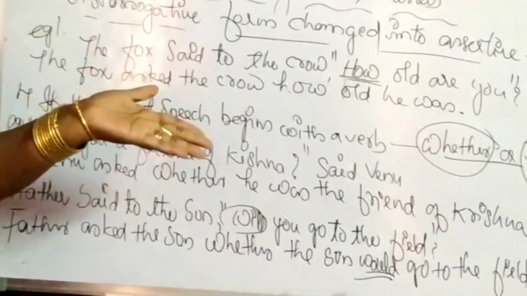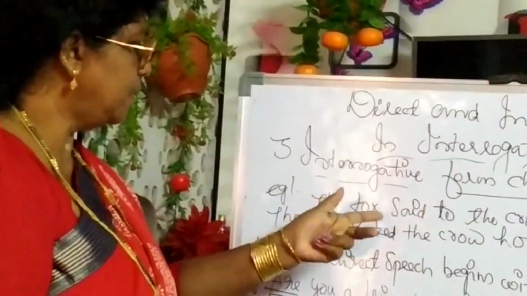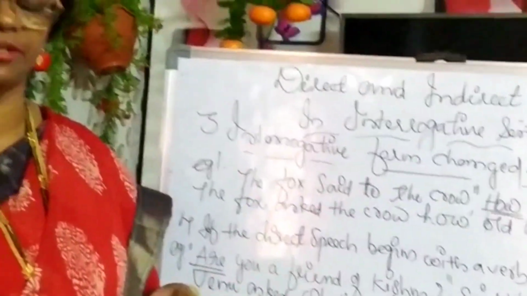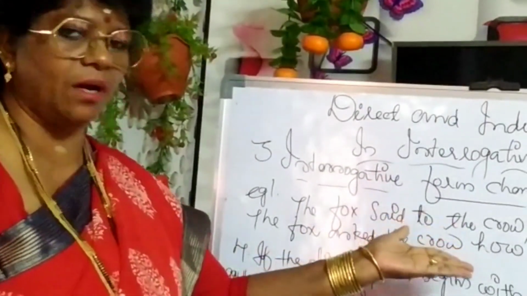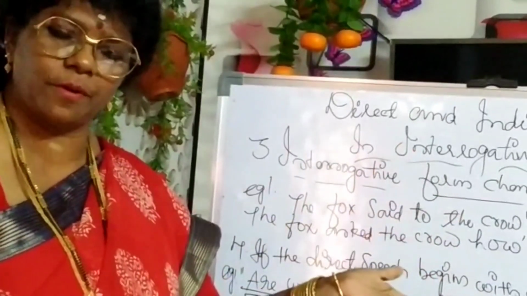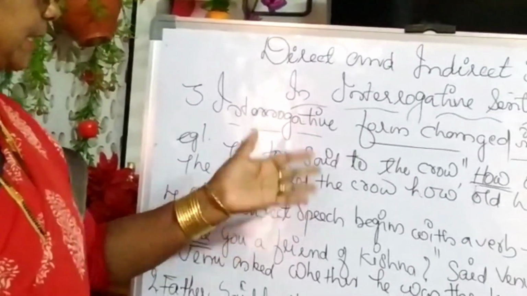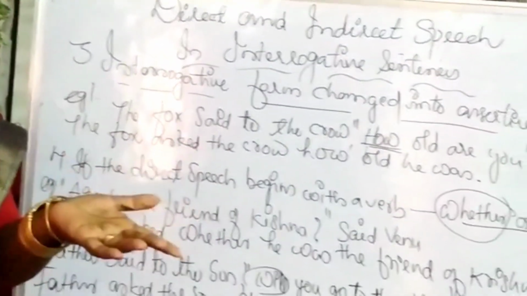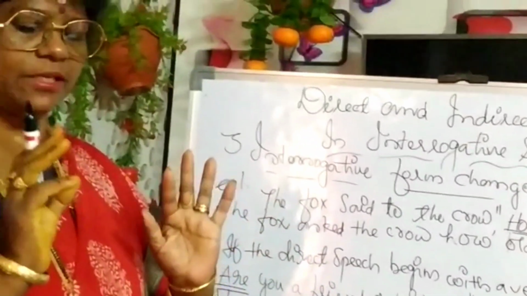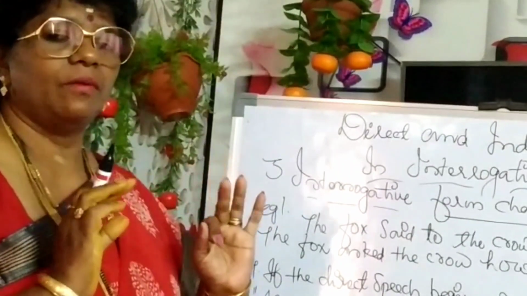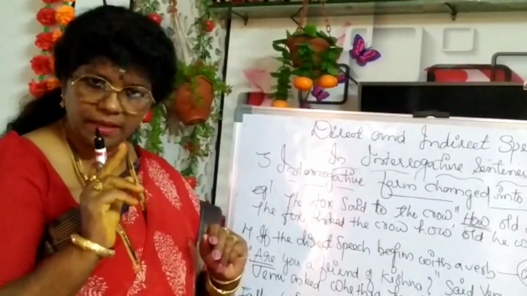So what have you understood here? If the sentence starts with an interrogative pronoun, you have to start with that interrogative pronoun in indirect speech. Then the next rule: if the direct speech begins with a verb, you can use whether or if. These two things you have to remember in your mind whenever you are tackling direct and indirect speech in interrogative sentences.